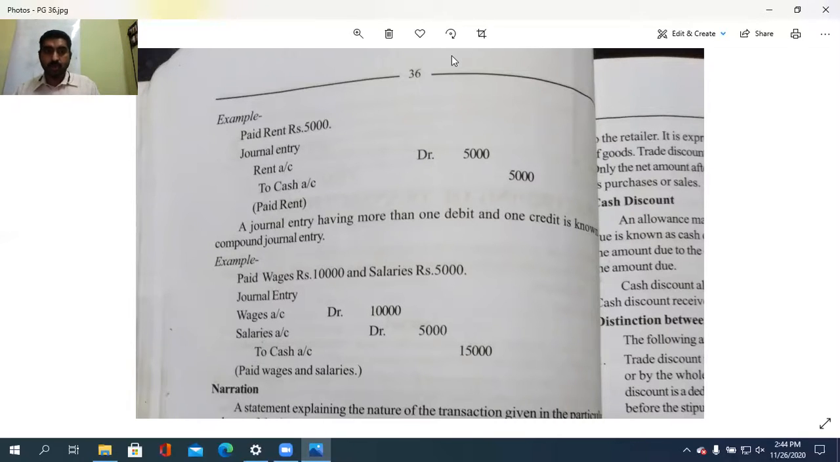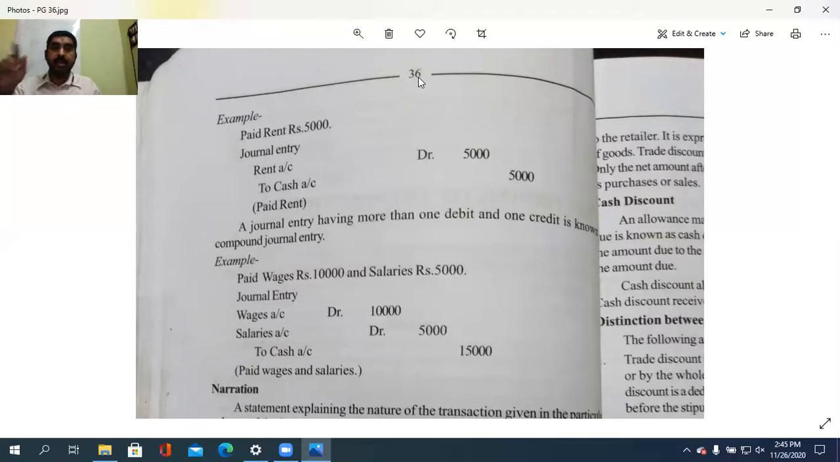The first two are nominal accounts. The rule with regard to a nominal account is: debit all expenses and losses and credit all incomes and gains. So that is the case. Wages account 10,000 debited, salaries account 5,000 debited. The credit is the same. Wages account to cash, salary account to cash.